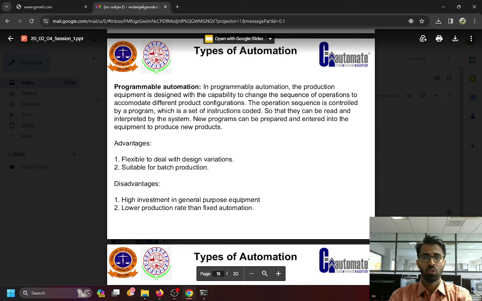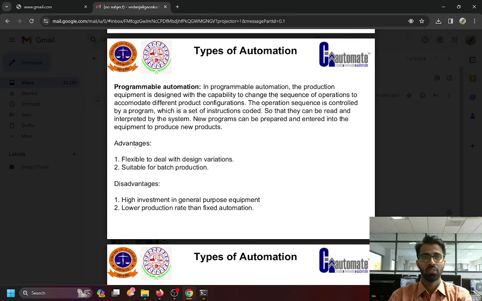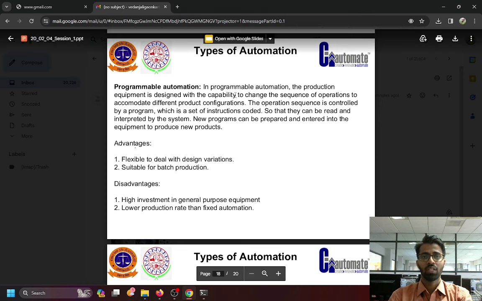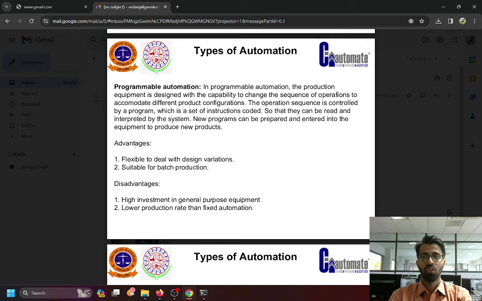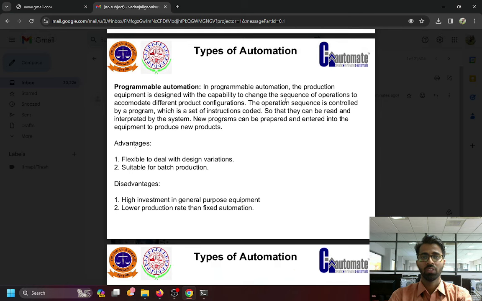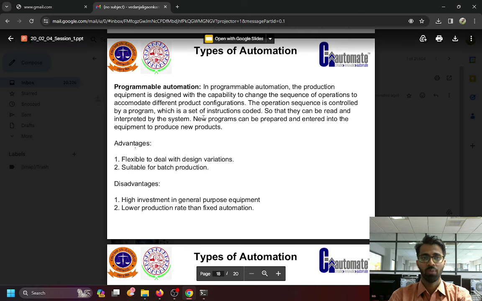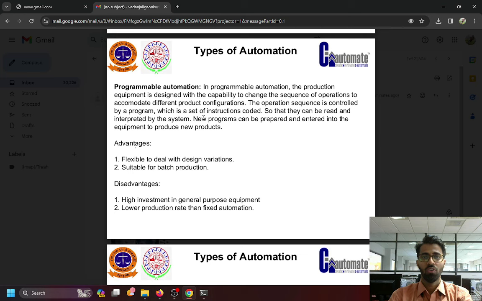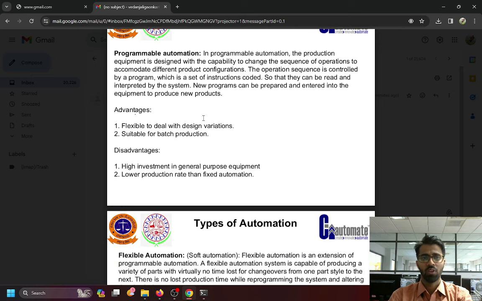Programmable automation. In programmable automation, the production equipment is designed with the capability to change the sequence of operation to accommodate different product configurations. The operation sequence is controlled by a program, which is a set of instructions coded so that they can be read and interpreted by the system. New programs can be prepared and entered into the equipment to produce new products.